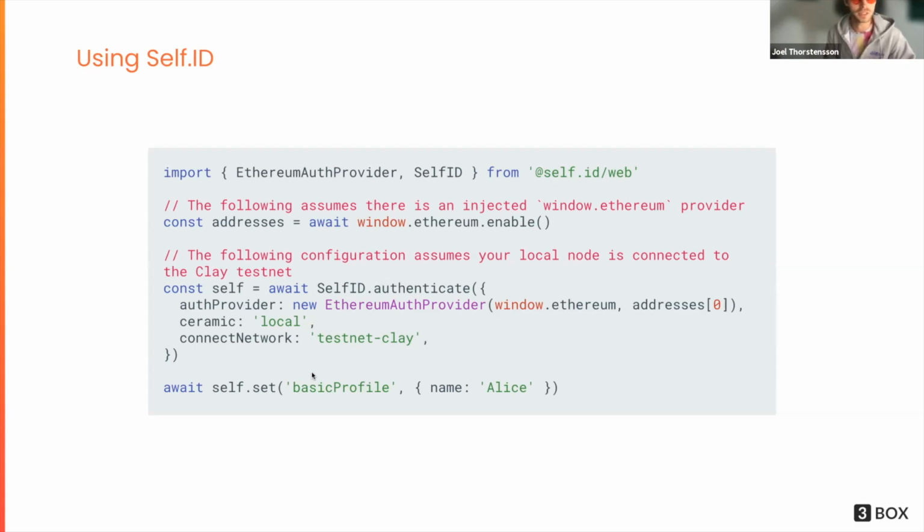All right, so that's just a short overview of how to use the Self.id SDK and to build apps on top of Ceramic. As you saw, we have a very simple set and get function. And when you do this, this basic profile actually requires you to have a name. If you try to set something that doesn't conform to the schema that's set here, then that would not be allowed, as I mentioned previously.